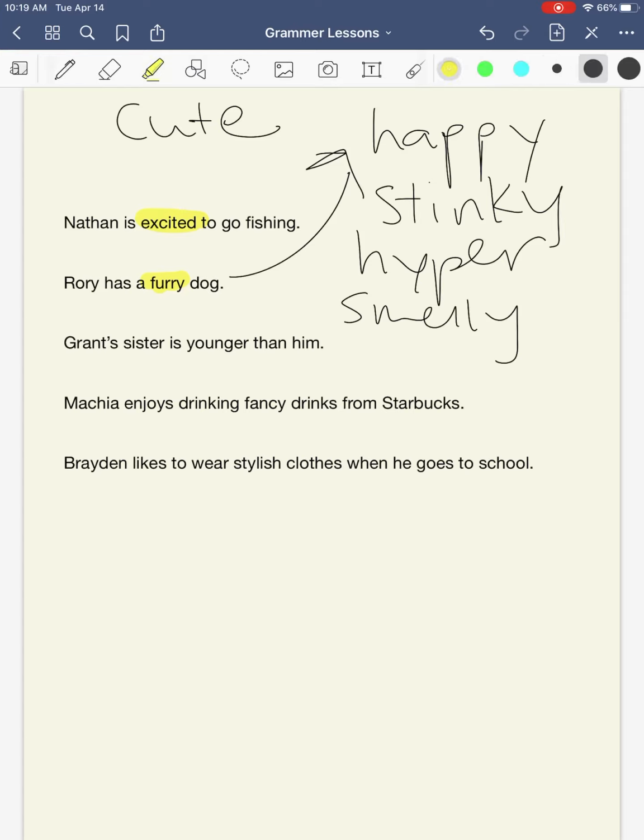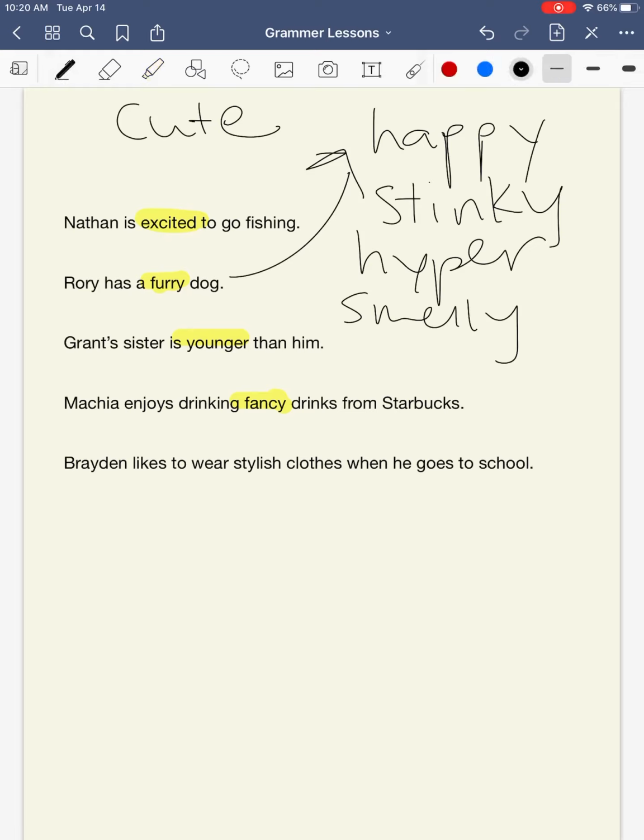All right, next one. Grant's sister is younger than him. Our nouns here are Grant and sister. So if I'm describing his sister, I'm going to say she's younger than him. Micaiah enjoys drinking fancy drinks from Starbucks. All right, our nouns in the sentence, person, place, thing, or idea: Micaiah, drinks and Starbucks. Anything that describes Micaiah? I don't think so. Anything that describes drinks? Yes, fancy. Anything that describes Starbucks? I don't see anything.